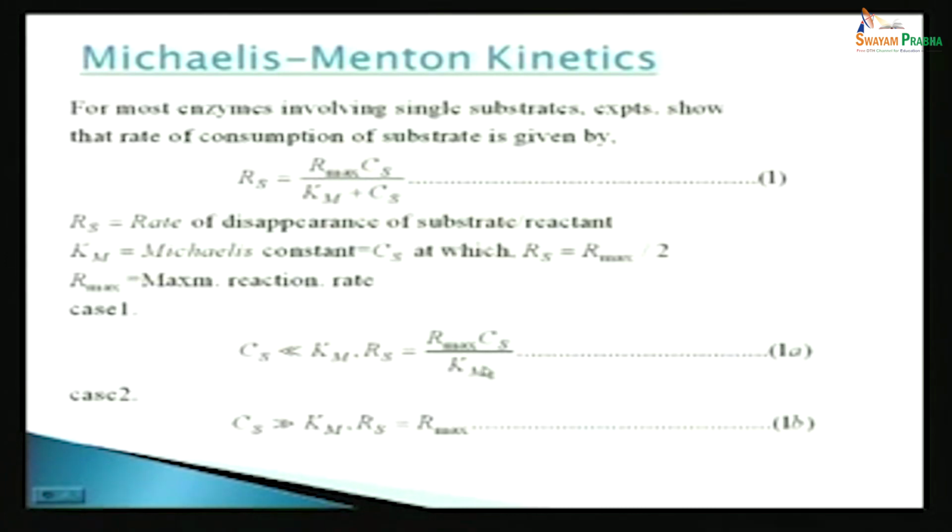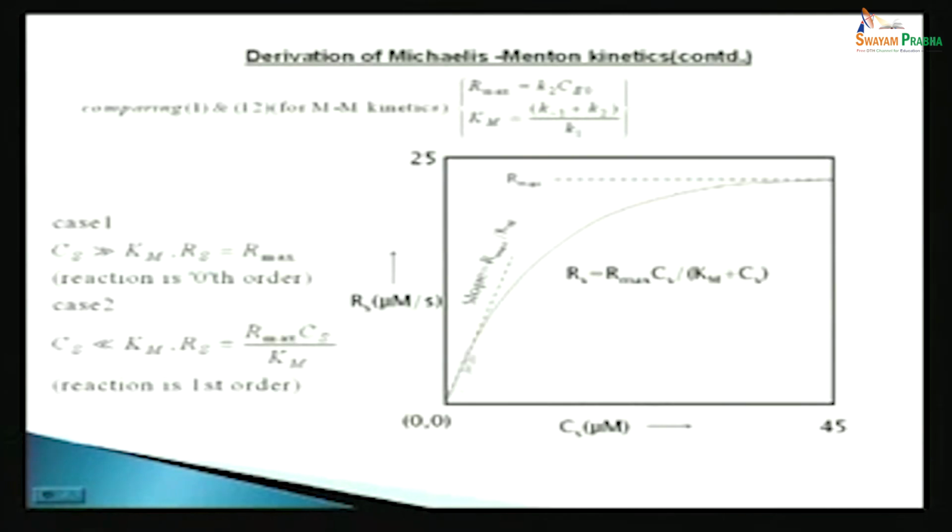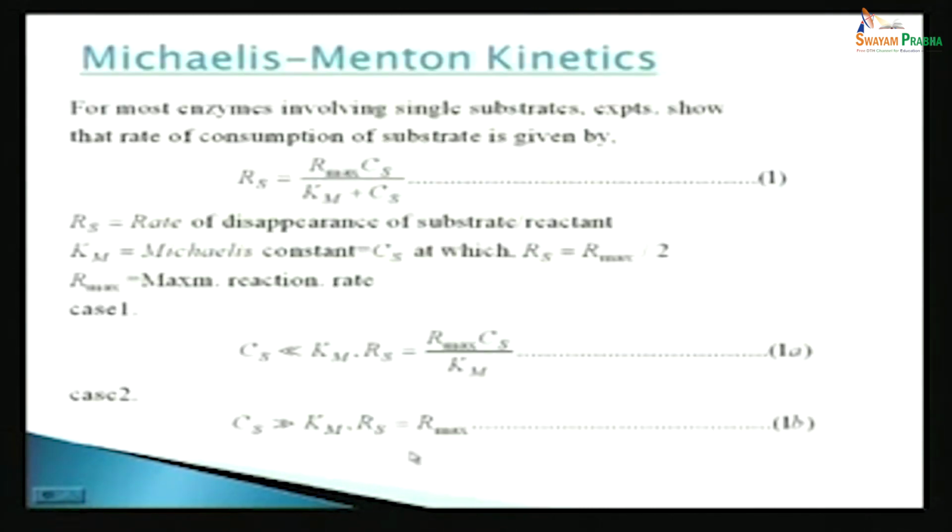So this looks like a first order reaction, right? As a result, obviously it's linear. If you look at the plot here, in the small range, Cs being very small, it looks like a first order reaction. It's a linear curve.